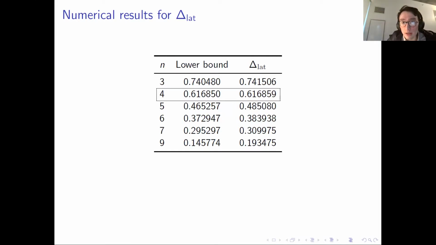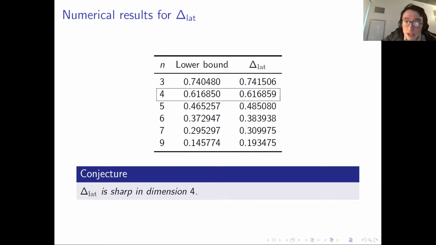Unfortunately, these don't give new upper bounds on lattice packing because we already know in dimensions 3 through 7 what the optimal lattices are, via a very different method. And in dimension 9, this would be a new result on lattice packing, but this delta lat is actually greater than delta 3.